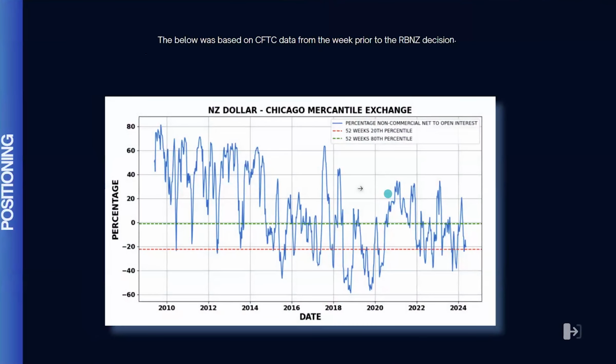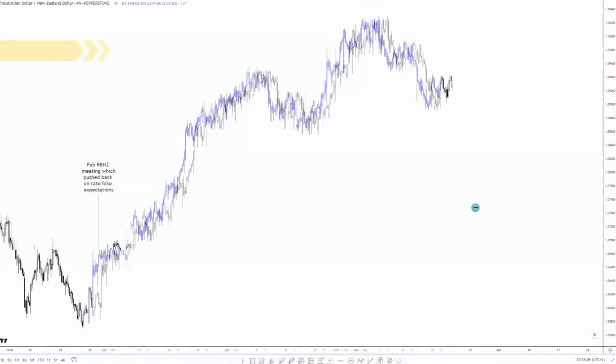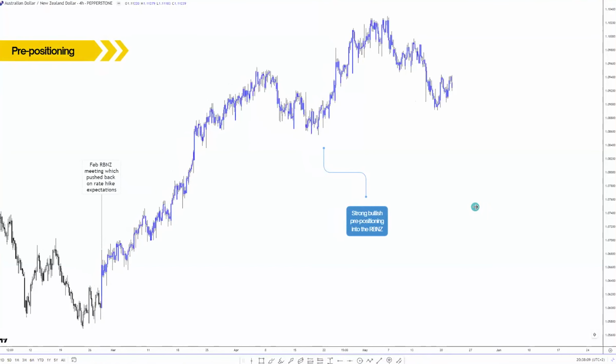Now, looking at CFTC positioning at that time, we could see that the markets were already close to stretched short territory on the Kiwi dollar, with participants shorting the currency in anticipation of a more dovish RBNZ. Now, this was not just reflected in the positioning data, but price action on the Kiwi was ugly at that time. I mean, we clearly saw how bearish markets were on the Kiwi, just looking at that Aussie Kiwi run that we had to the upside. Strong trending move higher following that February decision out of the RBNZ. Lots of bullish positioning, lots of bullish pre-positioning going into that decision. That's important.